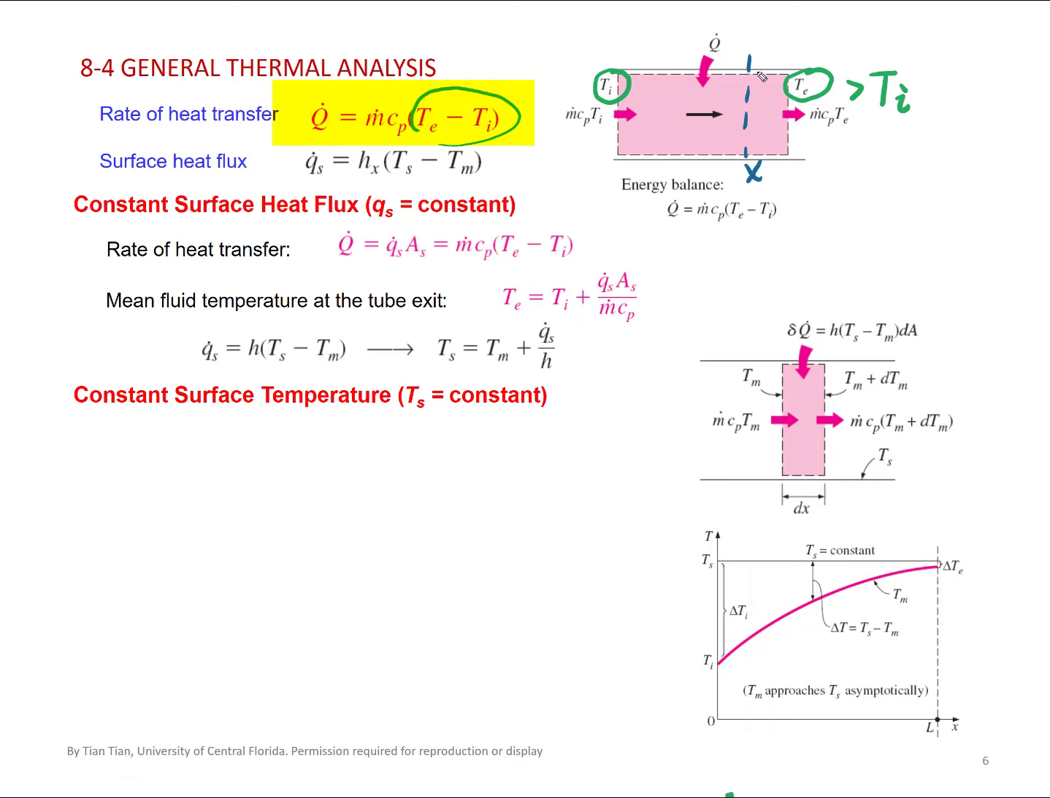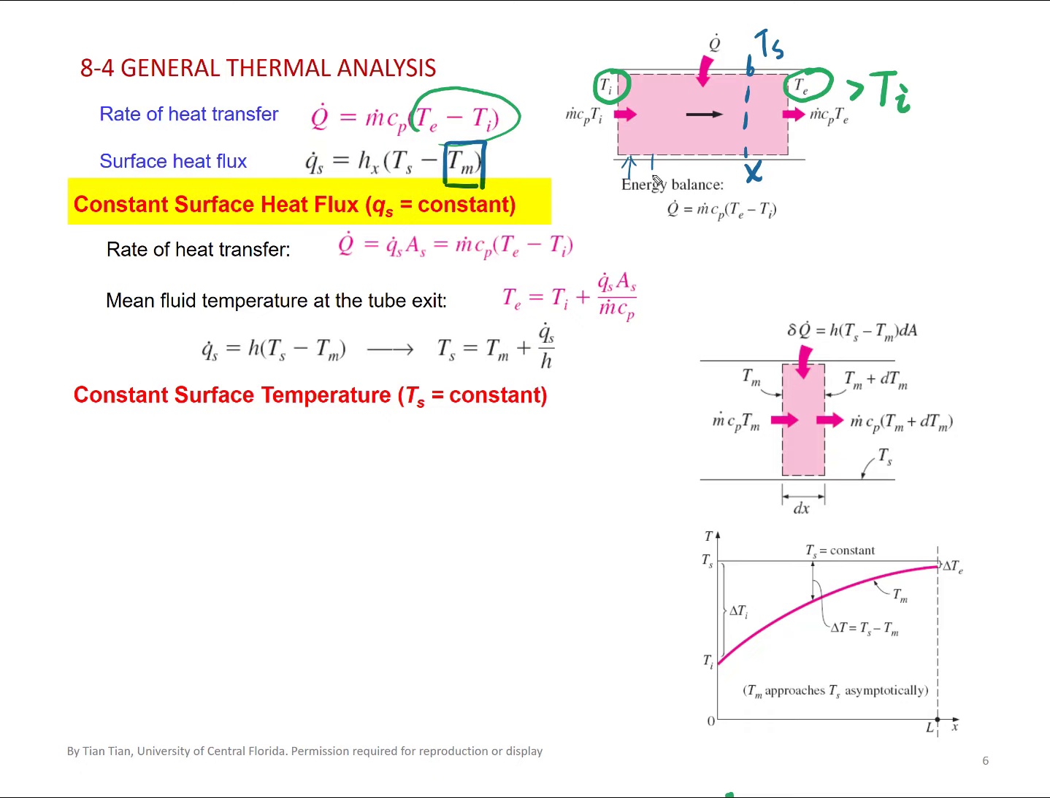Also, at any location x, we can apply Newton's law of cooling. The heat flux is local convection coefficient multiplied by temperature difference. You know this should be the temperature difference between the surface, Ts, and the temperature of the fluid. What is the temperature of the fluid? Yes, remember we use the mean temperature Tm to represent the average temperature at the location x.